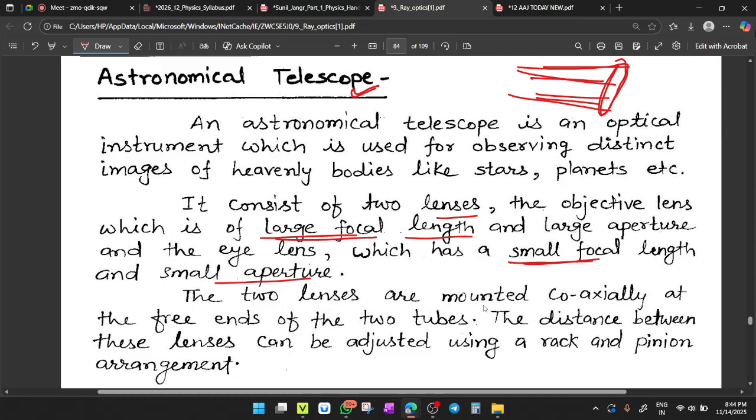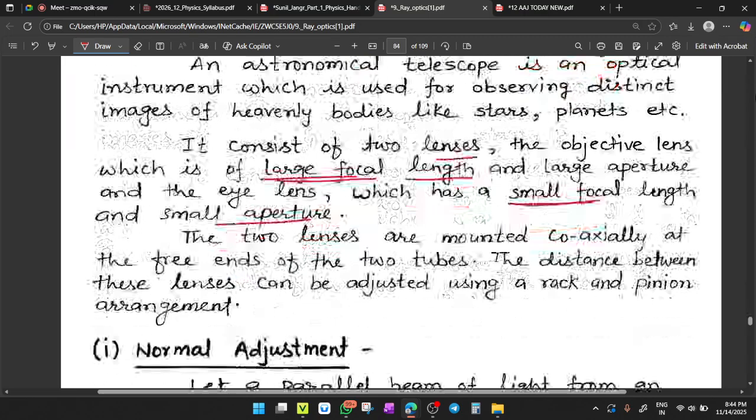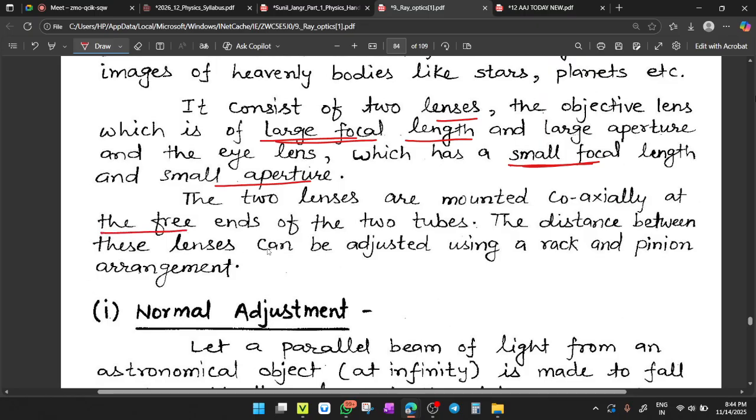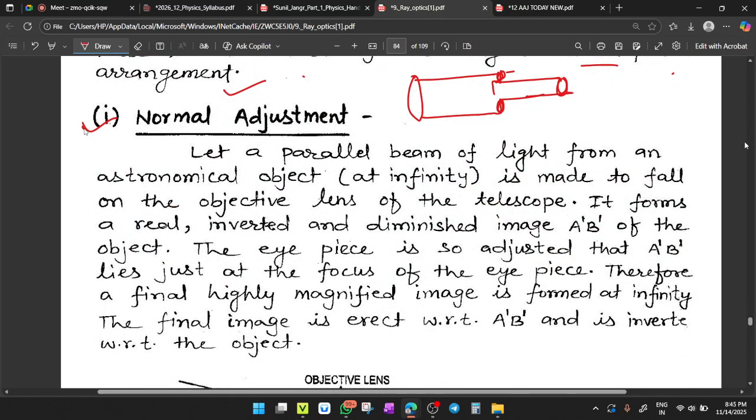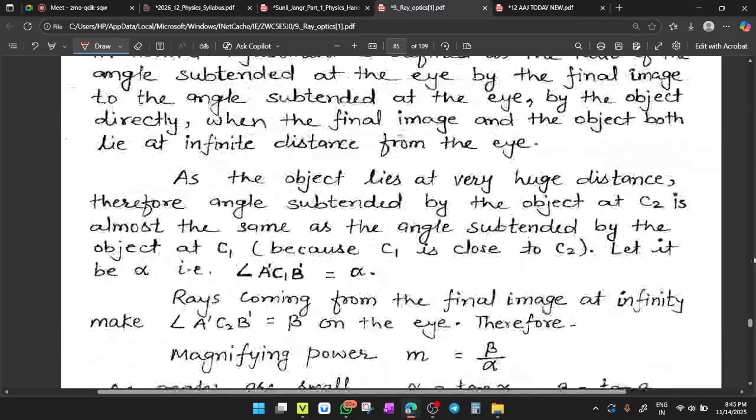Now, the two lenses are mounted coaxially at their free ends with two tubes. Like one is a big tube and one is a smaller tube, and they are arranged with a rack and pinion arrangement. Like some movable bearings will be here, and this tube can be moved. The distance between the lenses can be adjusted using a rack and pinion arrangement. Yes, now two types of arrangements are there. One is for maximum magnification, that is called M at D, and second is called minimum magnification.